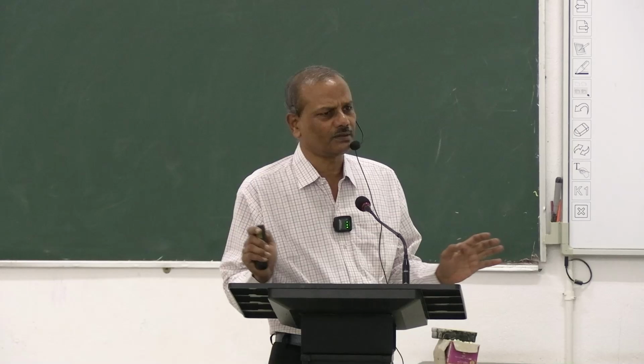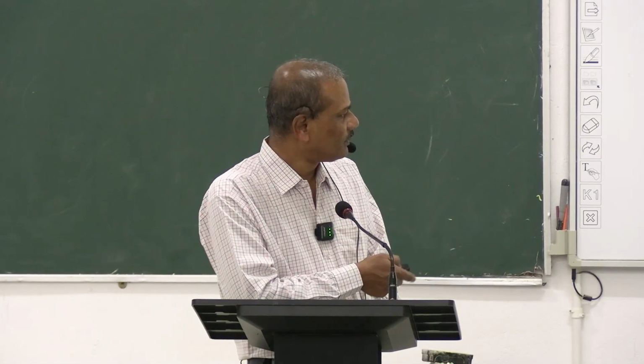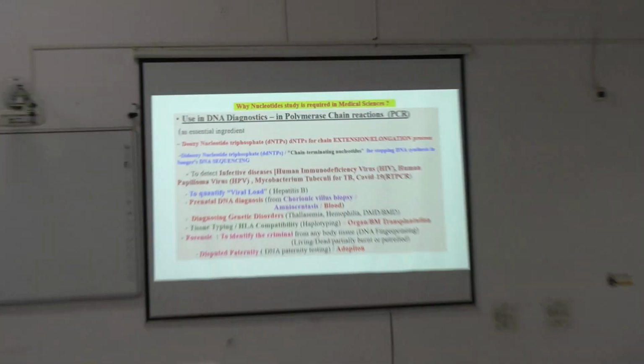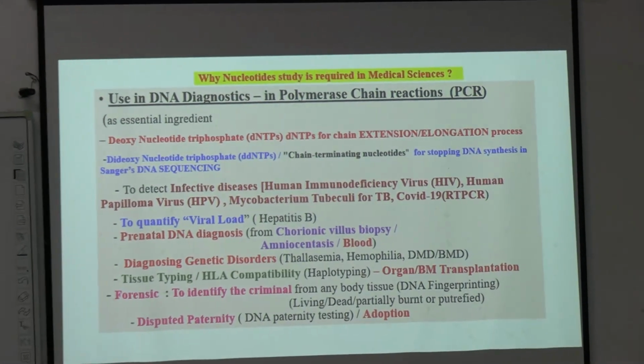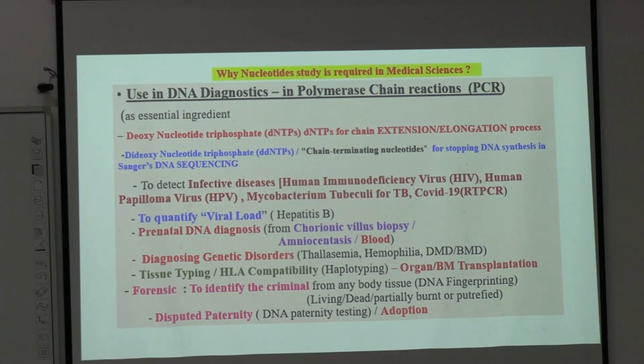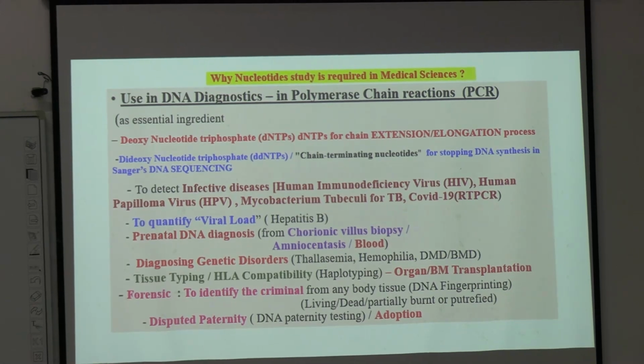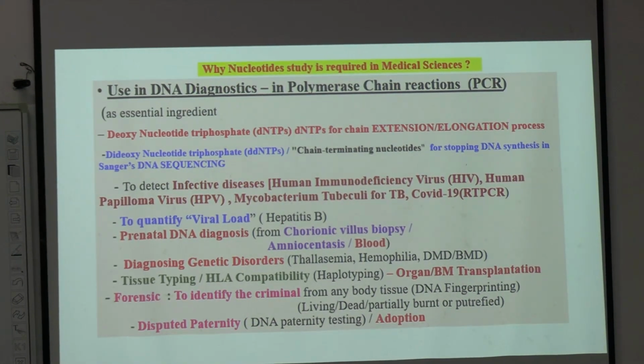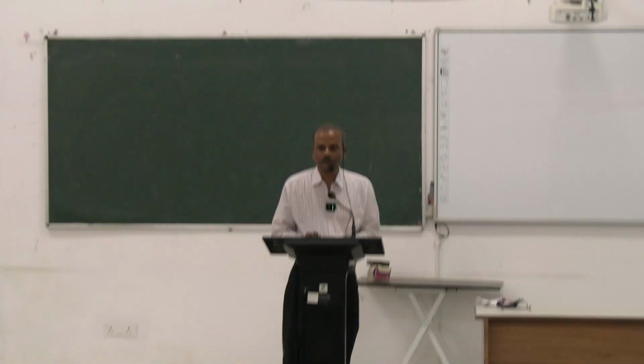Now these DNA PCRs are used in multiple conditions. I have named a few: infectious diseases like the human immunodeficiency virus, which was first detected long back, then human papillomavirus, Mycobacterium tuberculosis, COVID PCR you know, and also cancer typing. What type of cancer it is and what treatment has to be given, for which a specific PCR is used. Quantifying viral load, not only detection but how much virus is present, is one of the major criteria of treatment modification in hepatitis B infection.